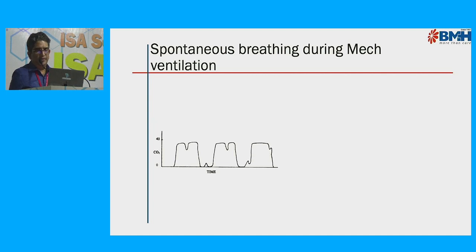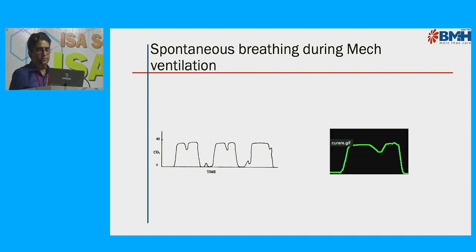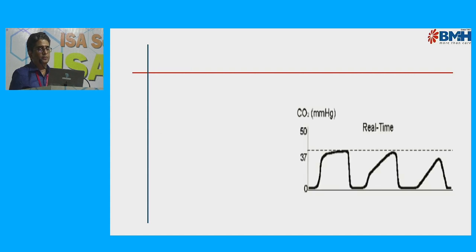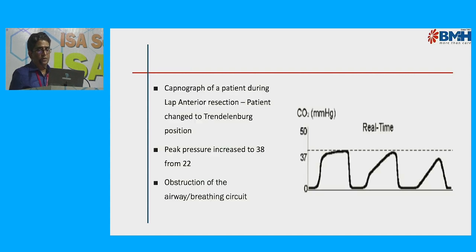So what is this? Known as curare cleft. This is a capnograph of a patient during lap anterior resection. The patient was changed to Trendelenburg position. Peak pressure increased to 38 from 22.